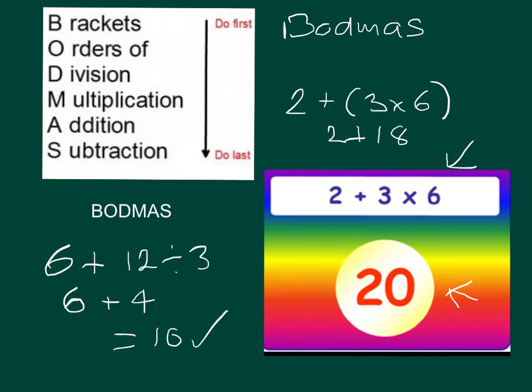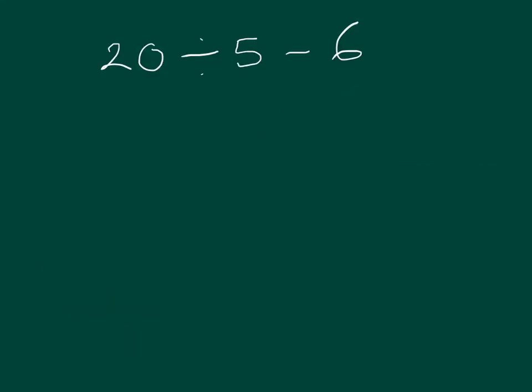Let's have another look at a couple more examples. Now in this particular example, even if you did it in order, you would be following BODMAS because it's division first, and 20 divided by 5 is 4, and then you're left with 4 subtract 6, which, if you know your negative numbers, is minus 2.